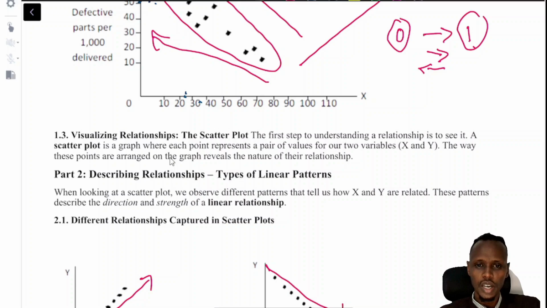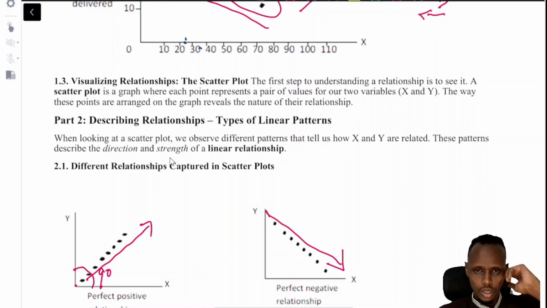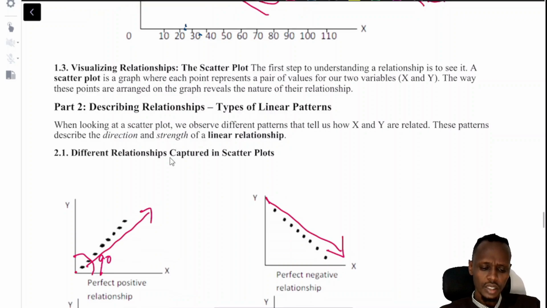The way these points are arranged on the graph reveals the nature of their relationships. So, how then do we describe these relationships? We can describe them in several ways. Types of linear patterns: when looking at a scatter plot, we observe different patterns that tell us how x and y are related. These patterns describe the direction and strength of linear relationships.